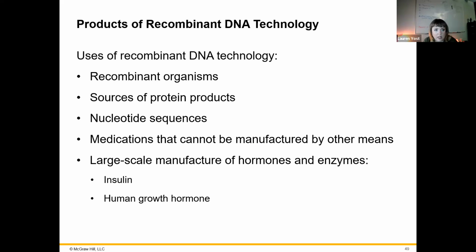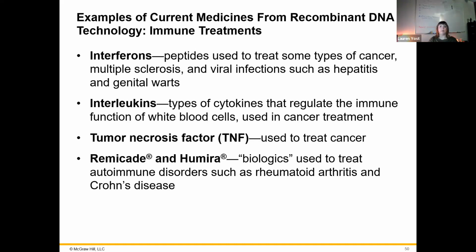With regards to recombinant DNA technology and other uses, we can have the development of recombinant organisms, so the ones that are carrying genes that we're interested in, sources of protein products, having organisms work as food for us or create food for us. We can study the effects of certain nucleotide sequences and changing them and investigate things in other organisms so that we don't have to do it in our own bodies. We can manufacture medications that we wouldn't be able to have manufactured otherwise, so we can have organisms do that for us. And then manufacture of hormones and enzymes that we can use for people and their health.